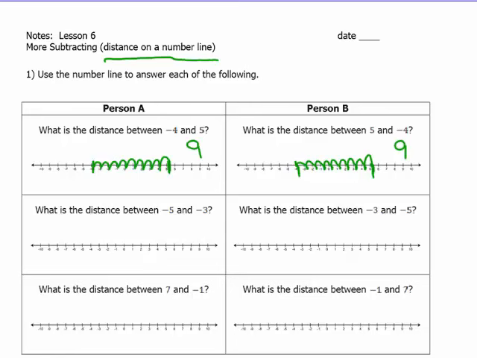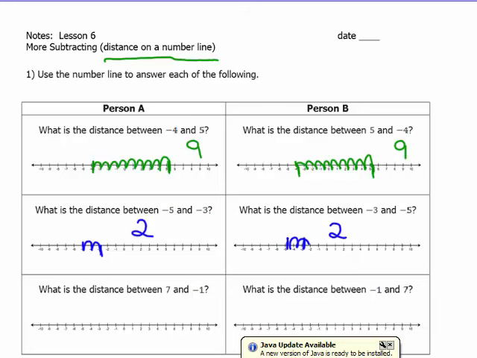All right, let's try the next one. I want to know between -5 and -3. So here's -5. Here's -3. So we're 1, 2 spaces away. So I want to know, is that the same if I have -3 and -5? Because it worked up here, but maybe that was just a special case. So if I have -3, -5, it's still 2 spaces.